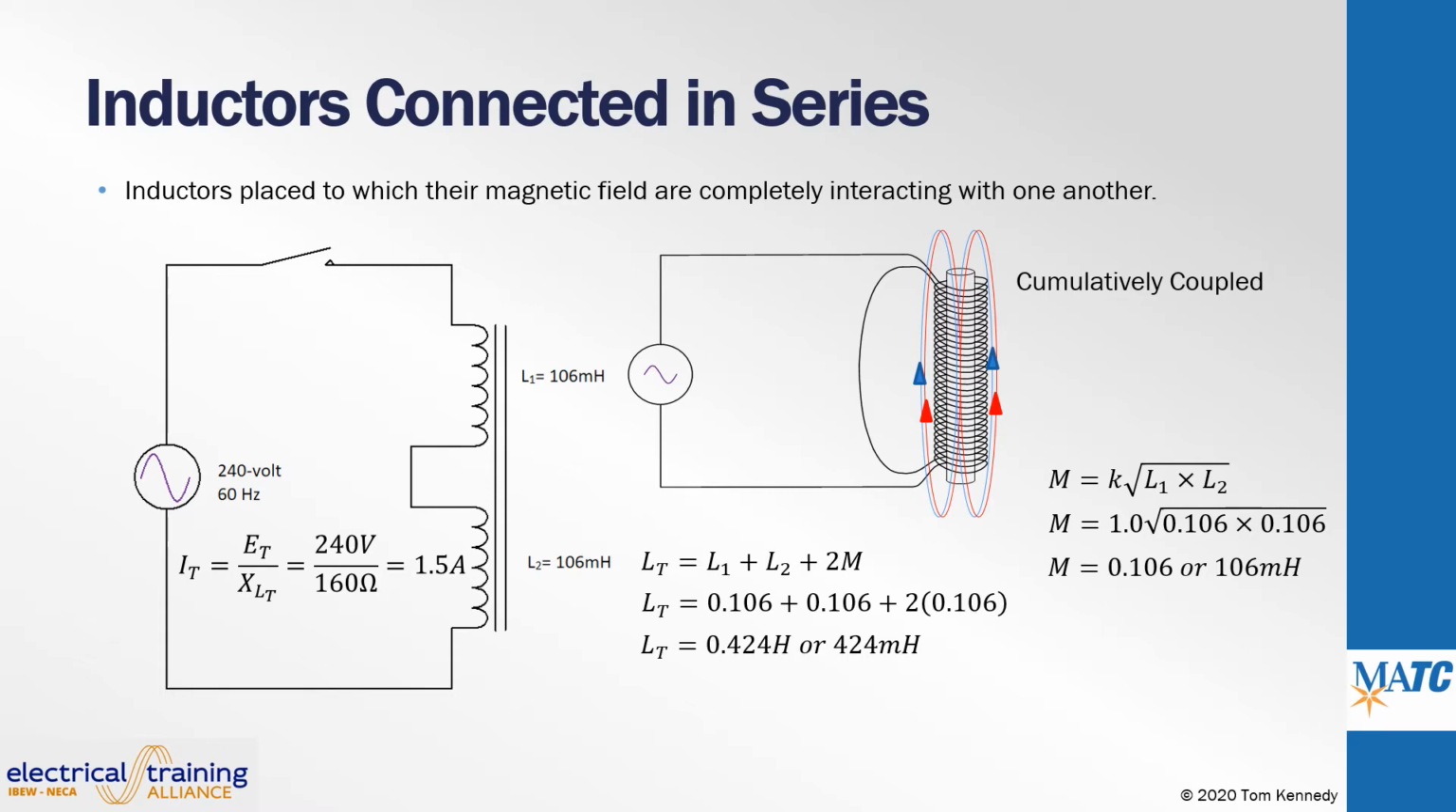This is because the magnetic fields from each conductor will cut all the conductors of both coils. This results in a total inductance of two series connected 106 millihenry coils that are cumulatively coupled at 100% of a total circuit inductance of 424 millihenries. This final value of inductance in henries can be used in the inductive reactance formula to find the total circuit inductive reactance. Putting the 424 millihenries into the inductive reactance 2πfL formula, the total inductive reactance is 160 ohms. This inductive reactance can then be used to determine the total circuit current.